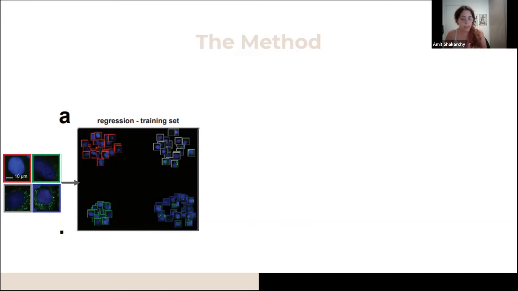The positions are determined relatively to the beginning of the process or to the end of the process, as believed by the expert. So you can see here in A, the training set is a full mapping of the training samples to the regression plane.